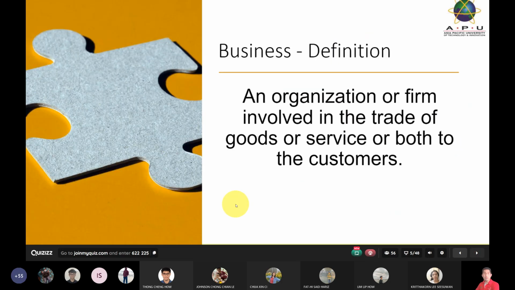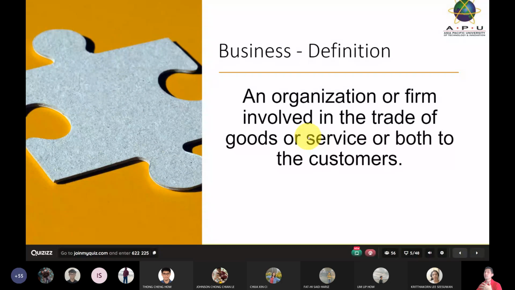We'll start off with a quick business definition: an organization or firm involved in the trade of goods or services, or even both, to the customers. So why is there a focus on saying or even both? Because initially, when businesses first started, they were providing only one, either the goods or the service. It's either one that most businesses would normally look into. But as of now, you will notice that has actually changed.